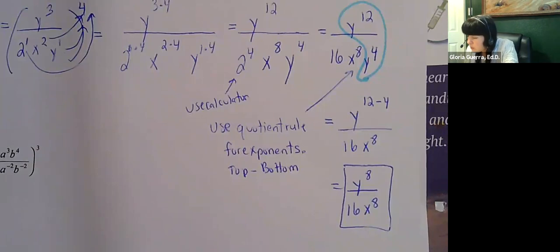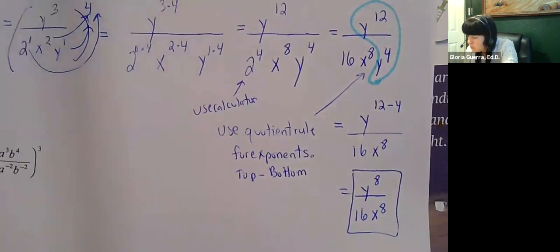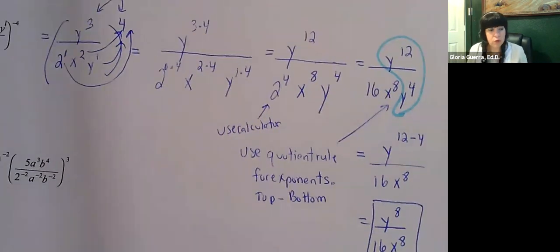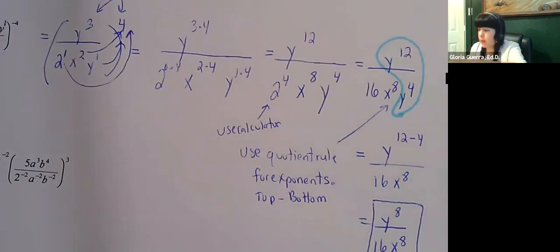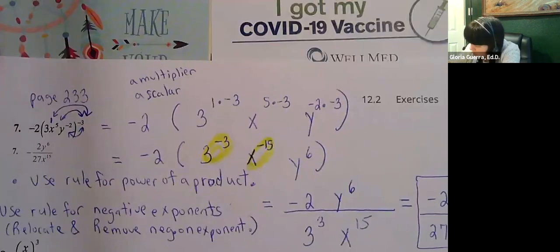Okay, and then let's see, I'll do 8 and 10, and then I'll go back to the true and false, and then we'll call it a wrap. Okay. So I go back to 8, and this is on page 233.